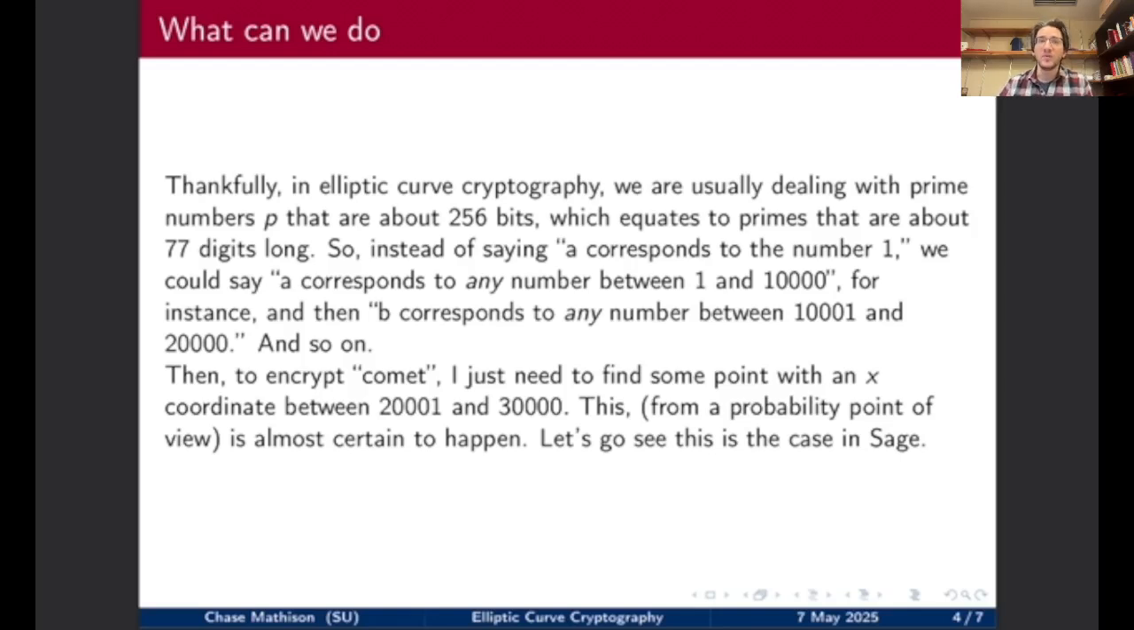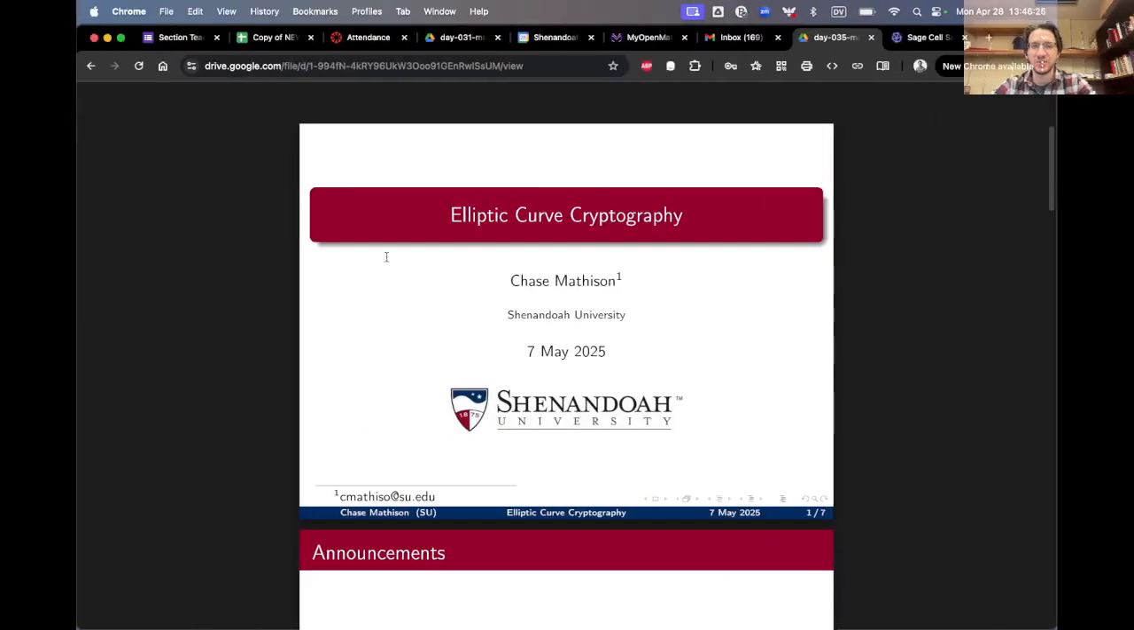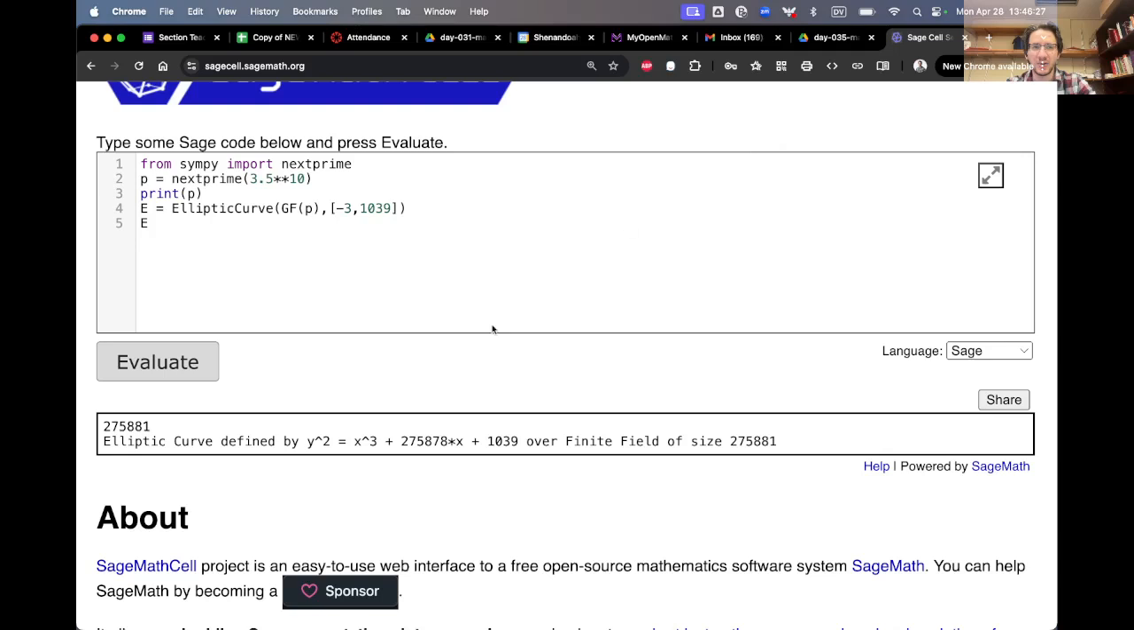And from the point of view of probability, I haven't gotten into the weeds about how many points there are on an elliptic curve. From the point of view of probability, you're basically guaranteed that you'll find a point that satisfies the conditions that you need. So let me switch to Sage really quick for a second and show you how that works out.